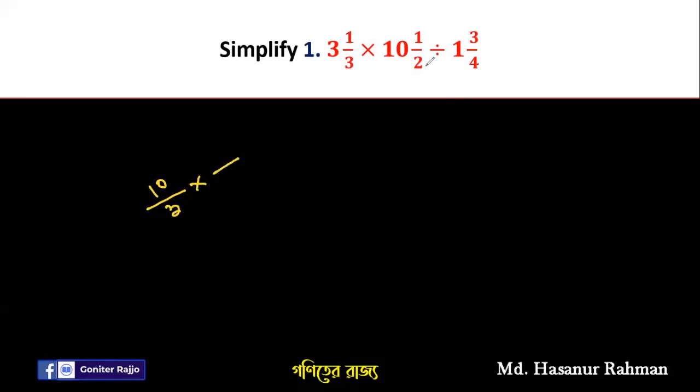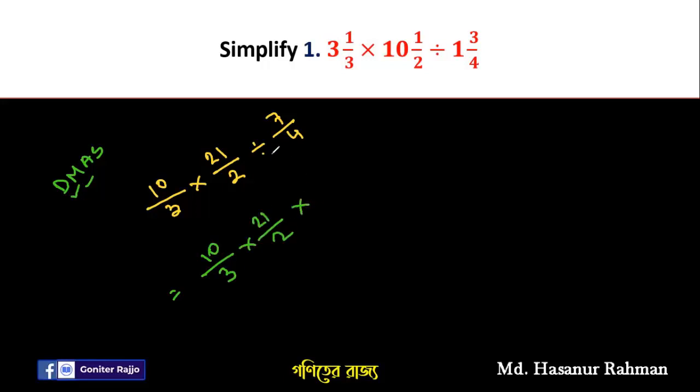multiplied by 10 2s are 20 plus 1, 21. 21 divided by 2. Divided by 4 1 is 4 plus 3, that is 7. Okay. Now, look at this. 10 by 3. By using BODMAS rule, we know that we have to do the division at first, then multiplication. So, 10 by 3 multiplied by 21 by 2 multiplied by, if we want to convert this division into multiplication, then we have to take the reciprocal of 7 by 4. And we know that reciprocal of 7 by 4 will be 4 by 7.